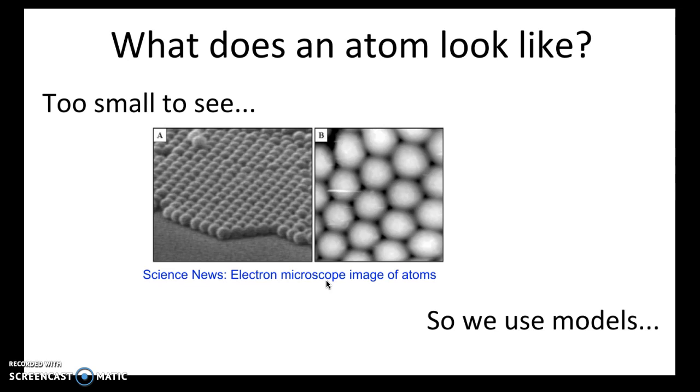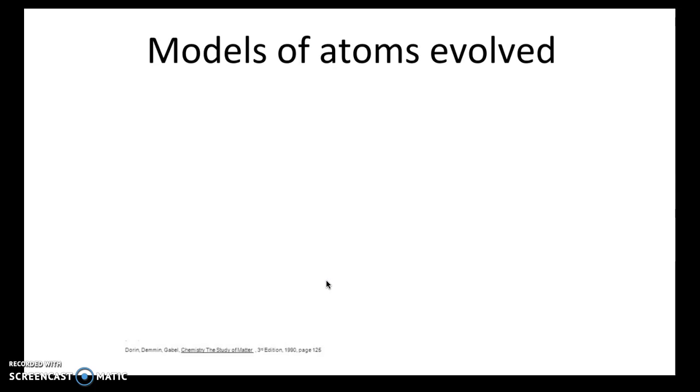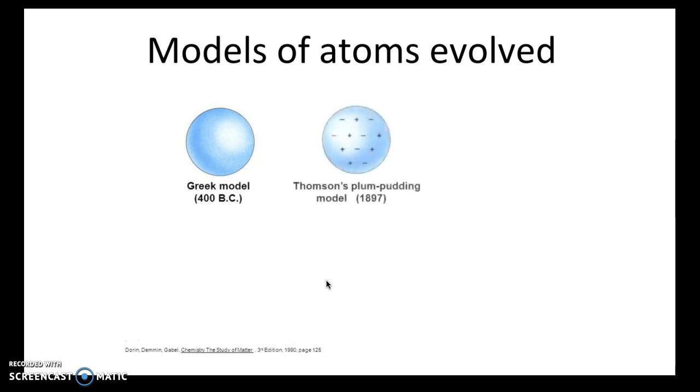However, we can use models to help us understand what an atom looks like. Models are essentially drawings that help us describe the structure of atoms. And it's important to note that the models of atoms have evolved over the years. Here's the first one, the Greek model, which just shows atoms as really tiny marbles. Then Thomson's plum pudding model, in which he showed positive and negative parts floating around in space.